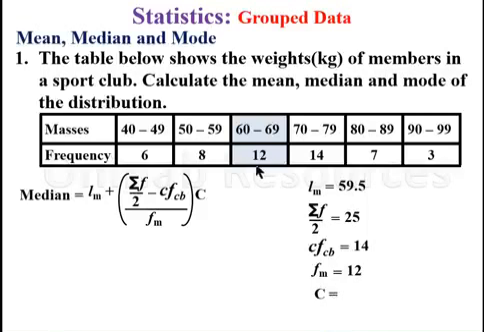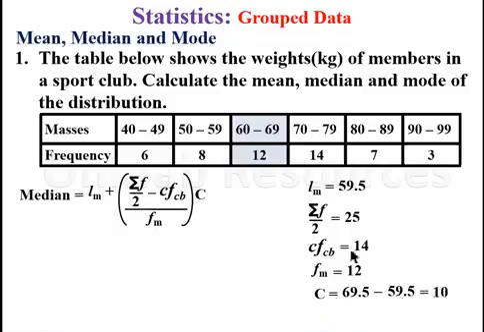To get the class size, we find the difference between the upper class boundary and the lower class boundary of the median class. So to get the upper class boundary, we look at the upper limit and the lower limit of the class after the median class. So the midpoint there again is 69.5, then minus the lower class boundary. We've gotten the lower class boundary of the median class to be 59.5, so 69.5 minus 59.5. We have it as 10.